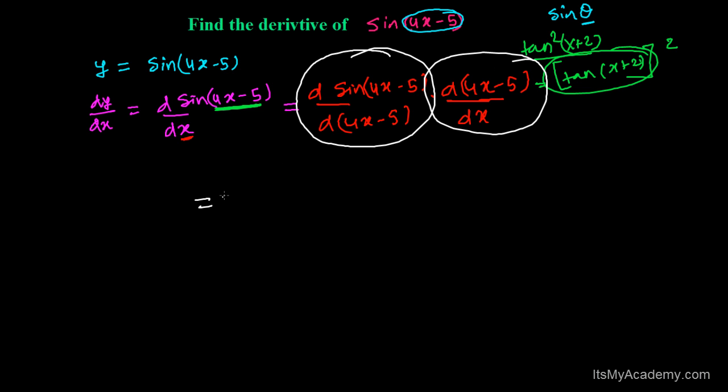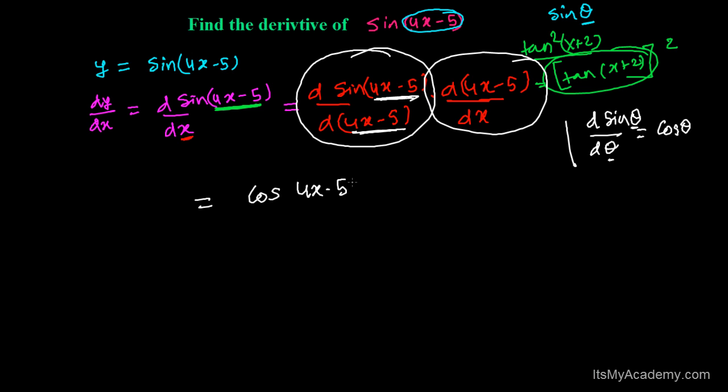So I'm going to find the derivative of the first part. Just to tell you, you have learned that the derivative of sine theta with respect to theta is cosine of theta. If the angle is theta and you're differentiating that function with respect to the angle, then it is cosine of theta. So similarly here the angle is my 4x minus 5, which is working like theta. So I'm writing cosine of 4x minus 5.